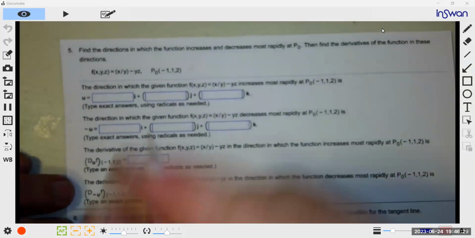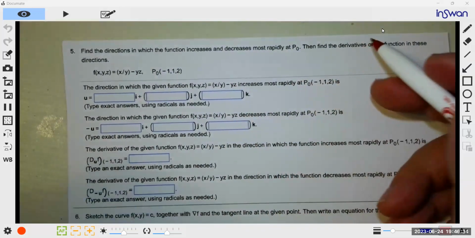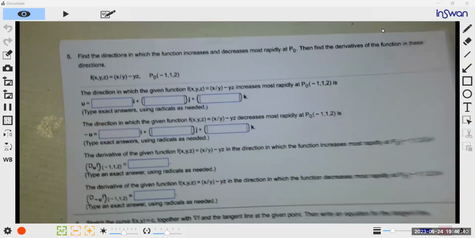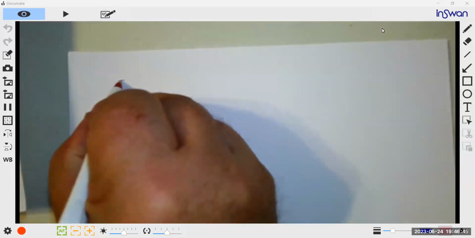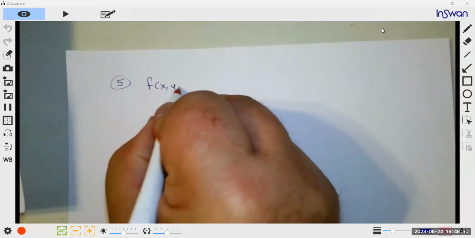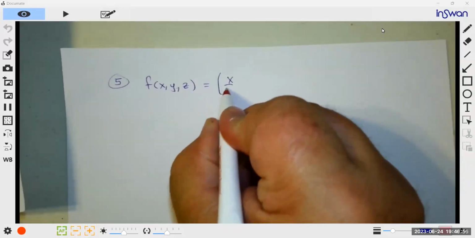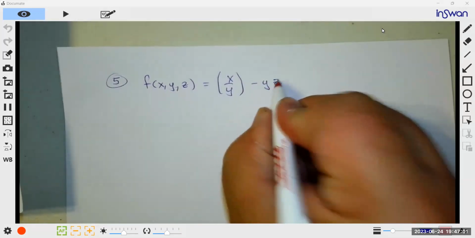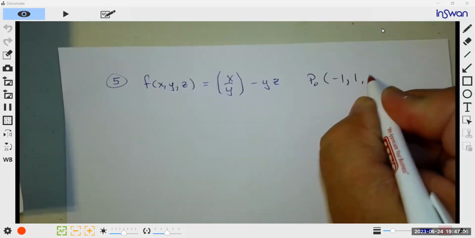Next page. Question 5. Find the directions in which the function increases and decreases most rapidly at P0. Then find the derivatives of the function in those directions. So for 5, the function is f equals x over y minus yz through the point P0 (-1, 1, 2).